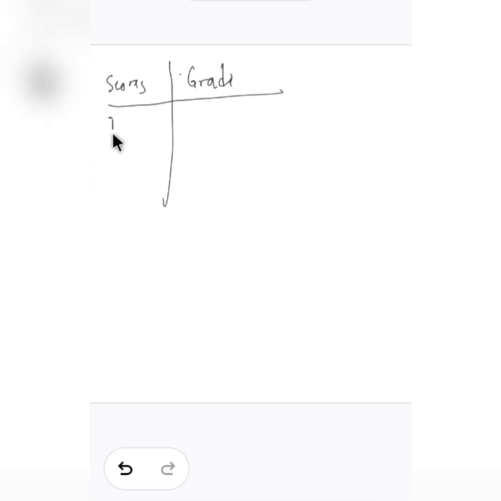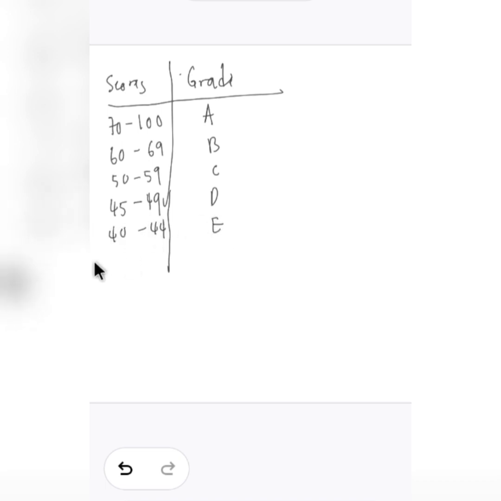So if you score from 70 to 100 over 100, your grade is A. From 60 to 69, your grade is B. From 50 to 59, your grade is C. From 45 to 49, your grade is D. Then from 40 to 44, your grade is E. And finally, from 0 to 39, you score an F.